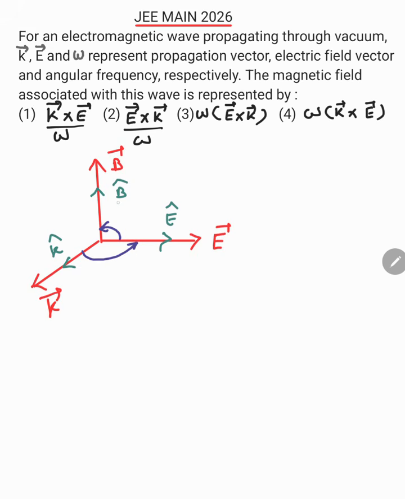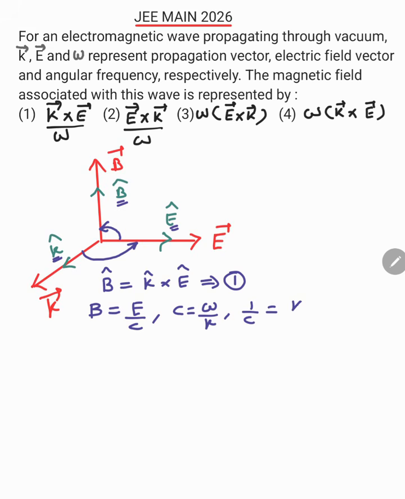Here E caret, B caret and K caret are the unit vector in the direction of E vector, B vector and K vector. So we can write B caret is equal to K caret cross E caret. Equation number 1. Now magnitude of magnetic field is E by C, where C is equal to omega by K.